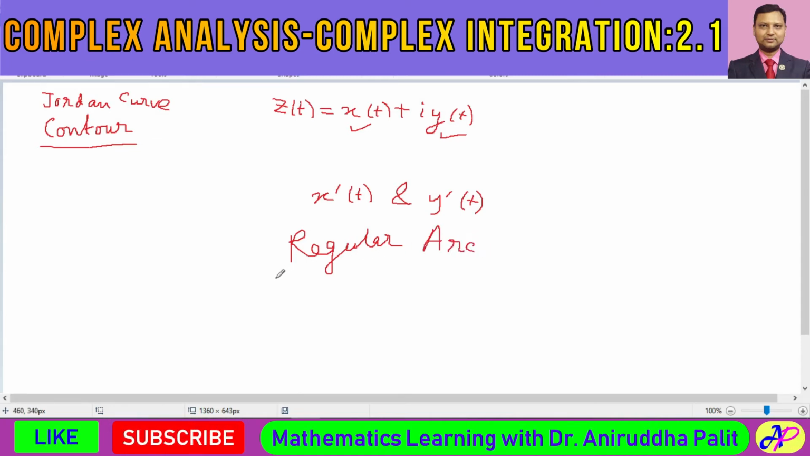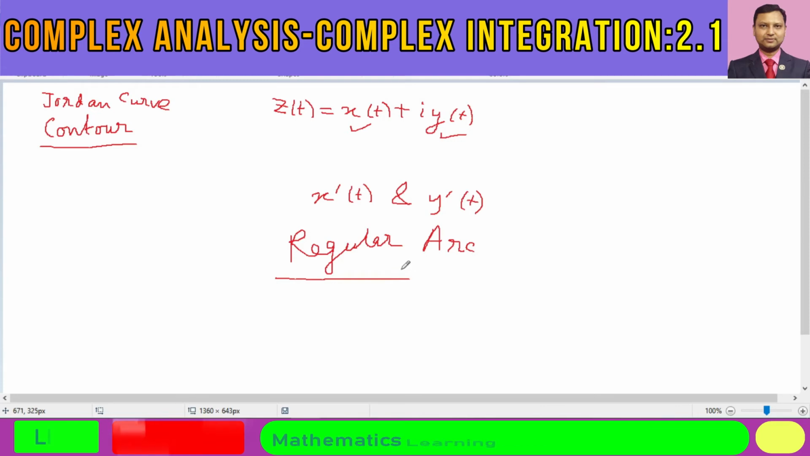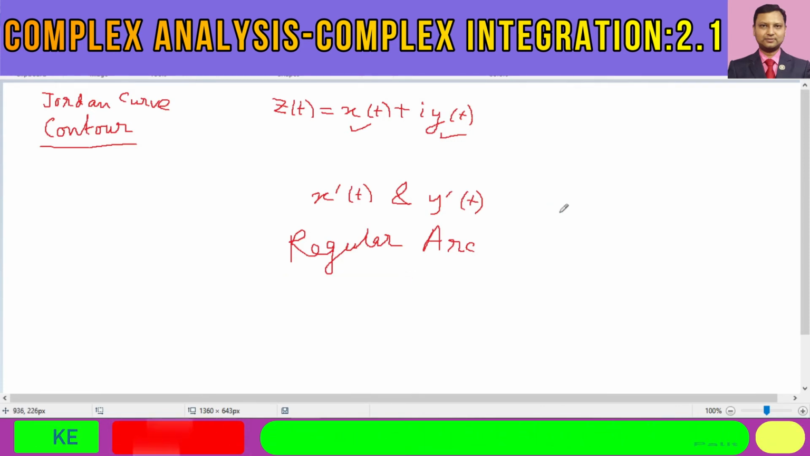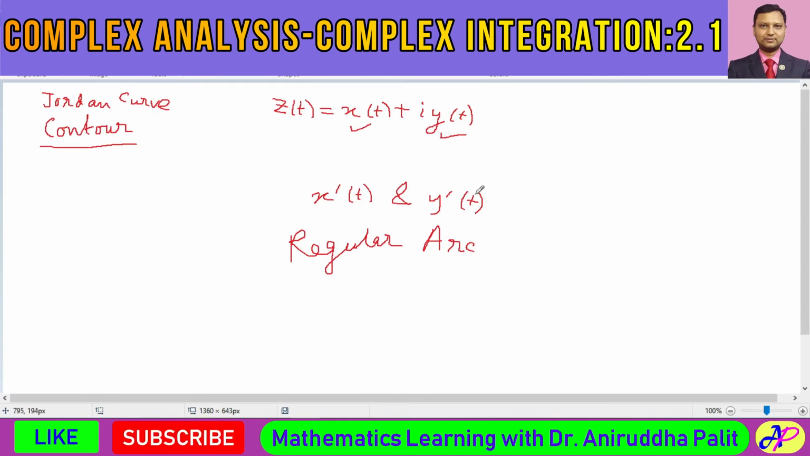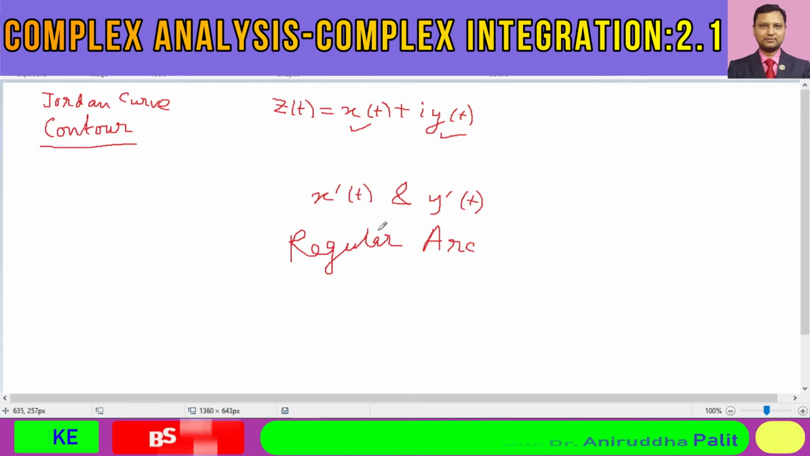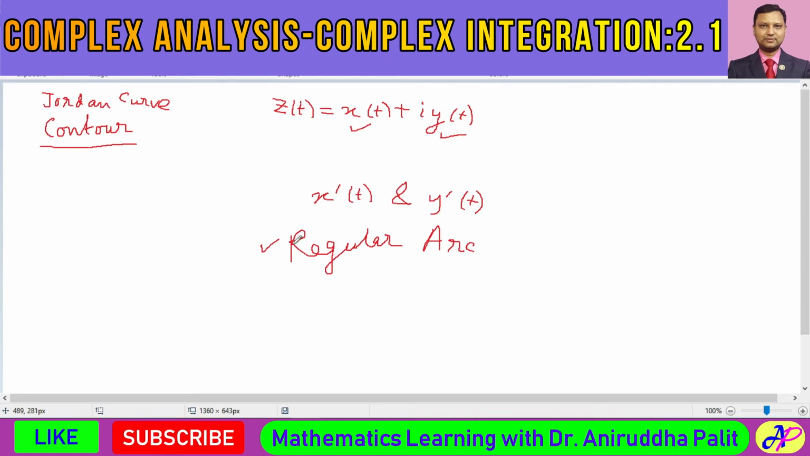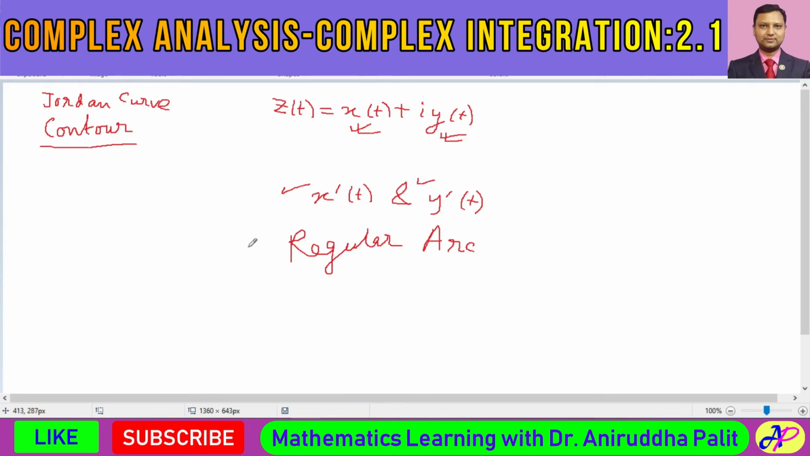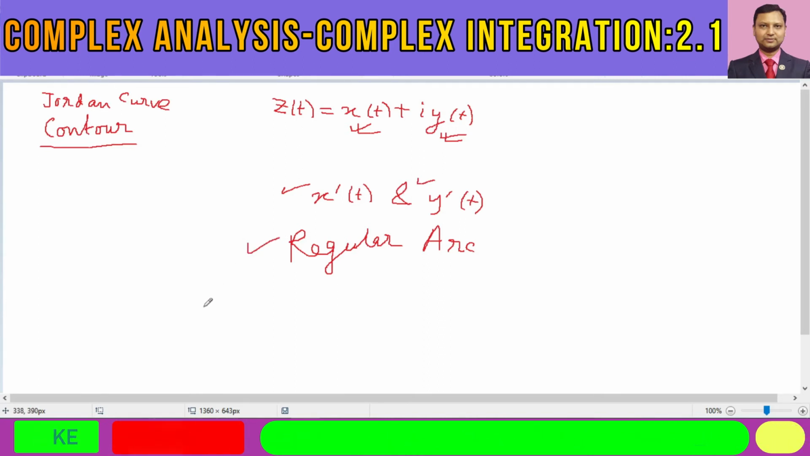I forgot to mention this definition, the definition of regular arc or regular curve. So if x and y and their derivatives x dash and y dash are also continuous, then such curves are called regular curves. So not all Jordan curves are regular curves. If in the Jordan curve, along with the continuity of x and y, their derivatives x dash and y dash are also continuous, then such curves are called regular arc.